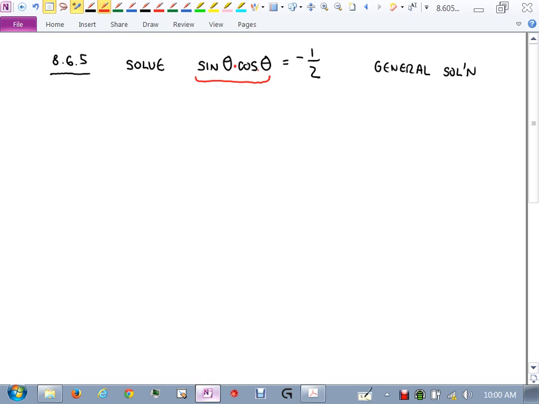Isn't sine 2 theta equal to 2 sine theta cosine theta? The only thing that's missing here is what? Like, what would I need to have to make this match that formula exactly? A 2 in the front, right? Well, it's an equation. Can't I do anything I want to an equation? Like, not anything, but I can multiply both sides by 2.